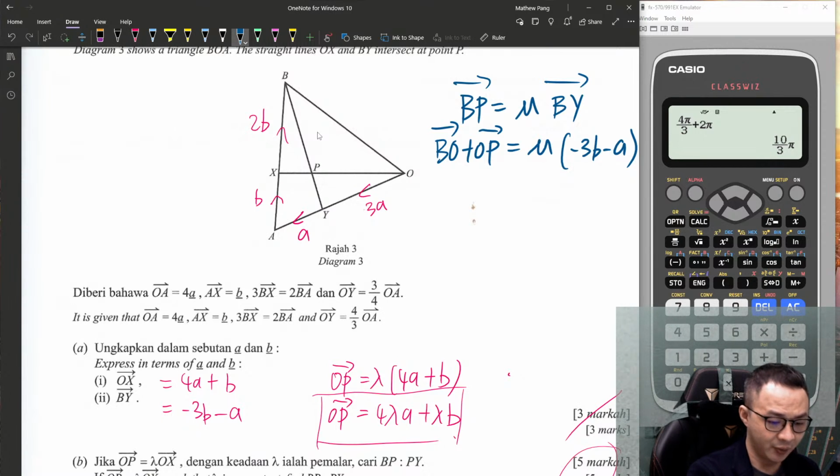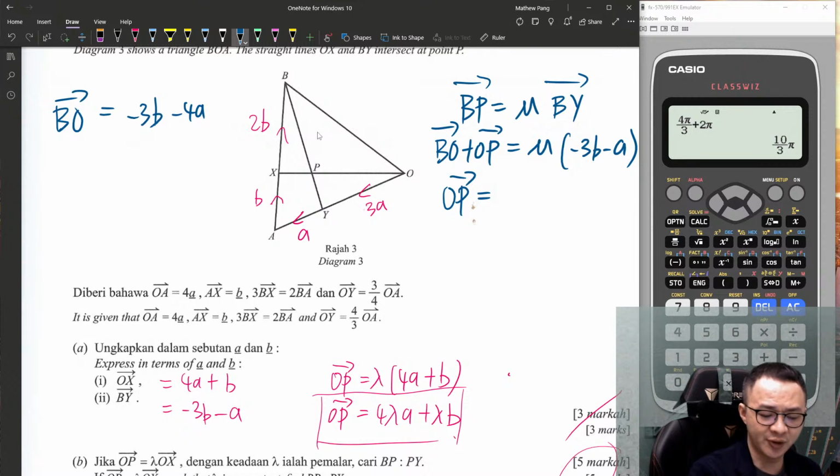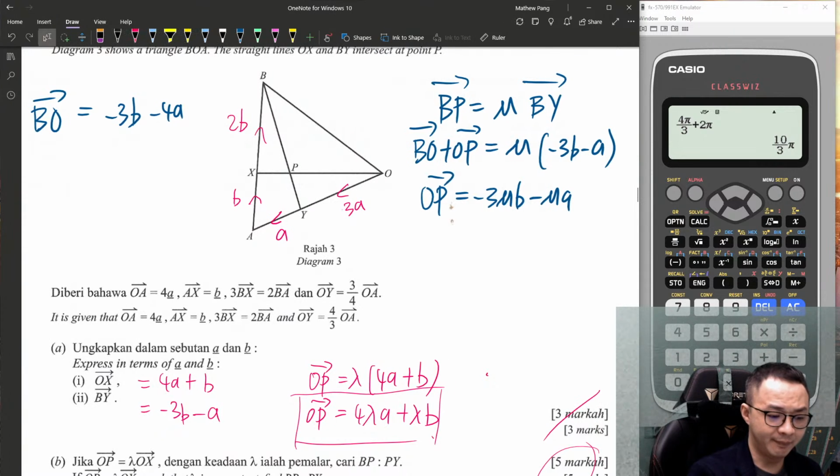So what is BO? My O to B. Where's my O to B? Let's find the OB, or I can straight away find BO. It's the same thing. BO is minus 3b, B to O is minus 3b minus 4a. Okay, so I got OP equals, this one I can multiply in negative 3 mu b minus mu a. Minus 3b minus 4a, I should get plus 4a plus 3b.